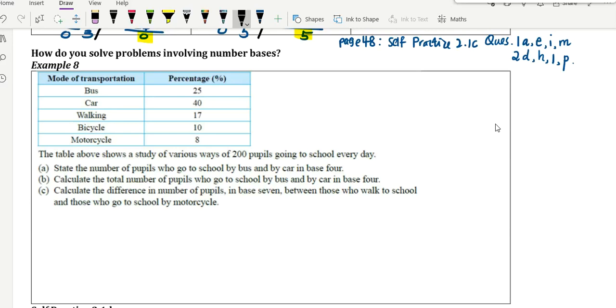Hello, welcome back. So this is the last topic for chapter 2. How do you solve problems involving number bases? Yeah? So we are going to look at example 8 from your textbook here.